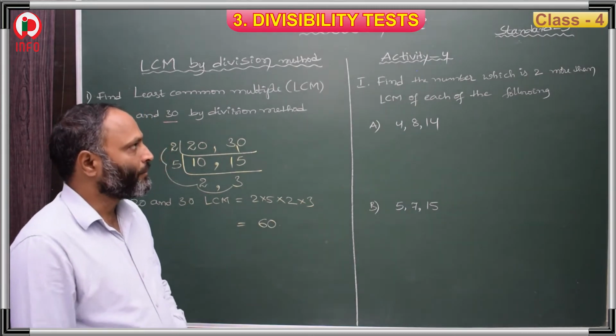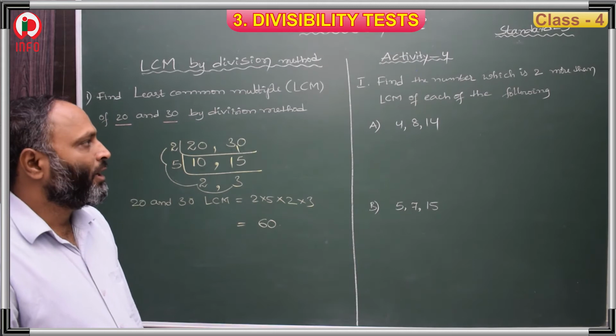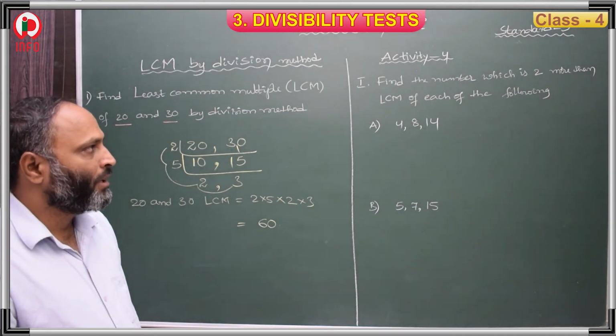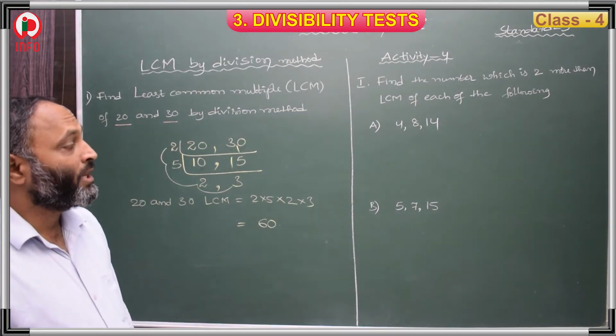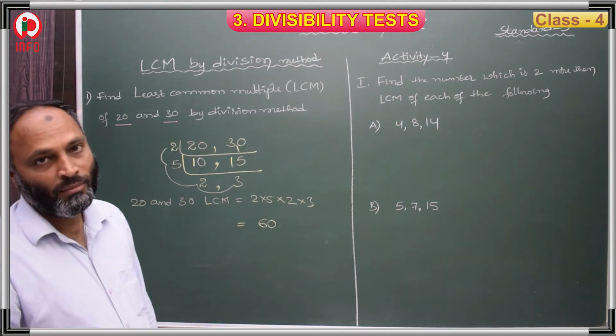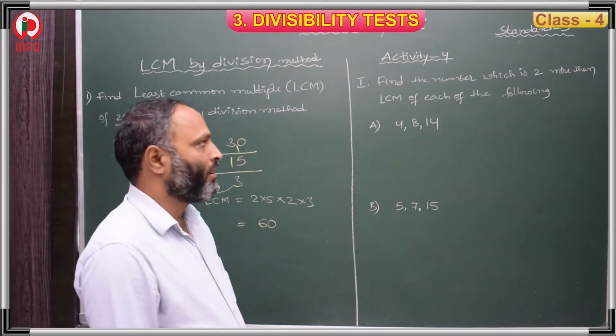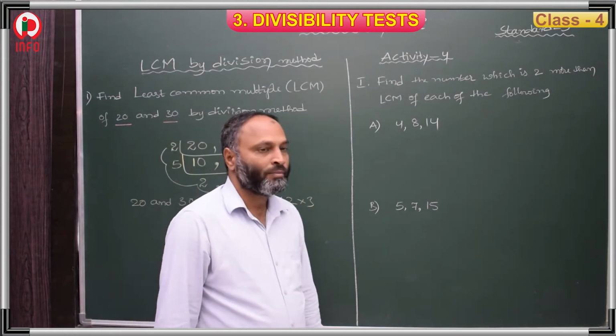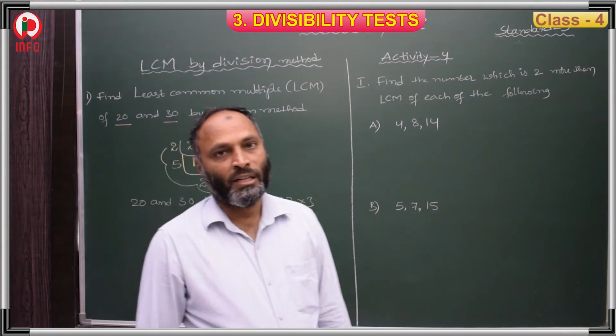Next, fourth activity. In the fourth activity, find the number which is 2 more than the LCM of each of the following numbers. Here he is asking for the LCM. We have three methods to find LCM.